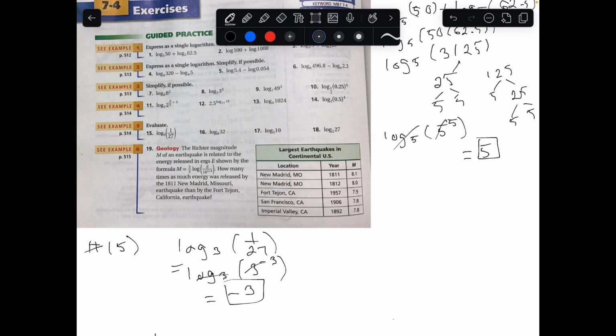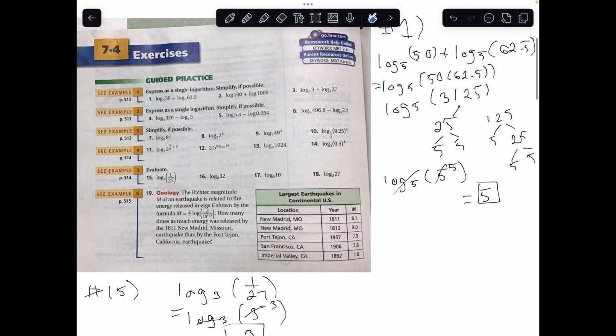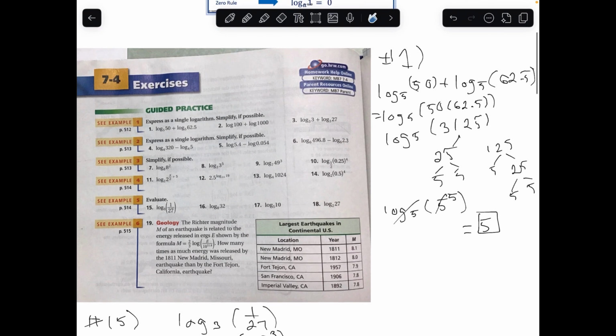So as you can see, this lesson's not too bad at all. You guys don't have to worry about number 19. Not an issue. So just do from 1 to 18. And we've done 1, 2, 3, 4, 5, 6 of them already. So please don't hesitate to let me know if you have any questions on this.